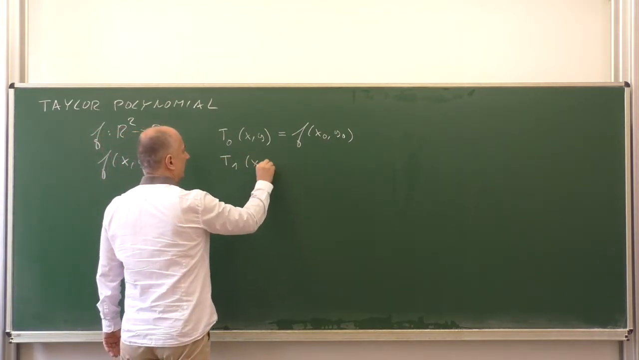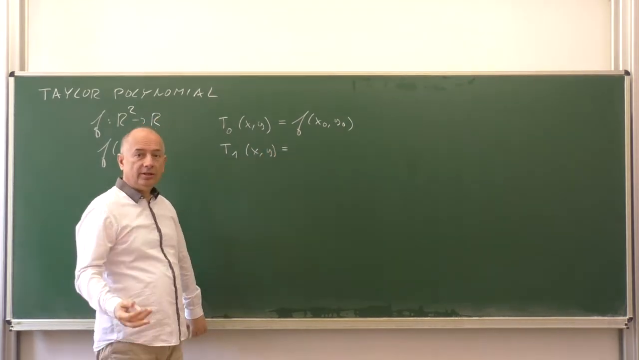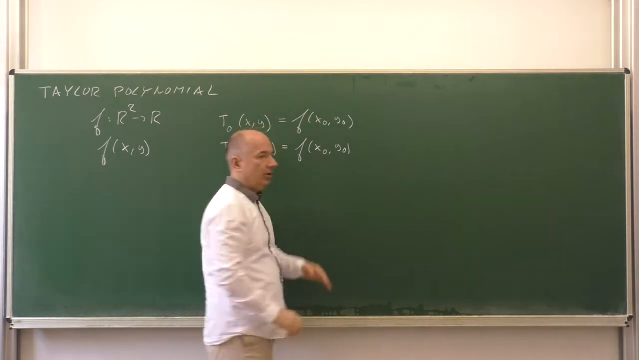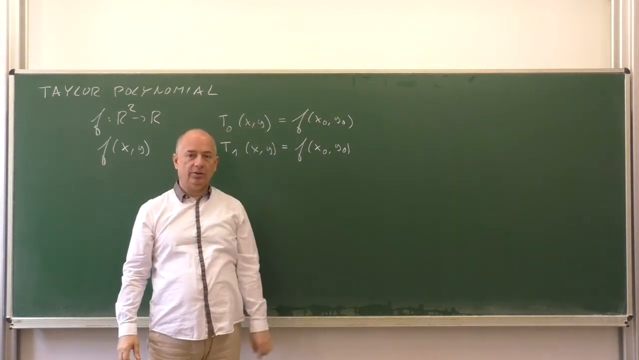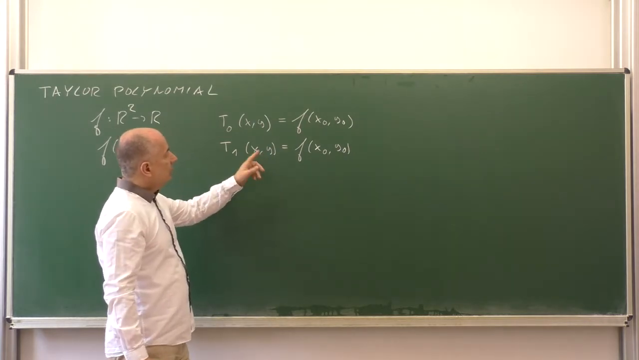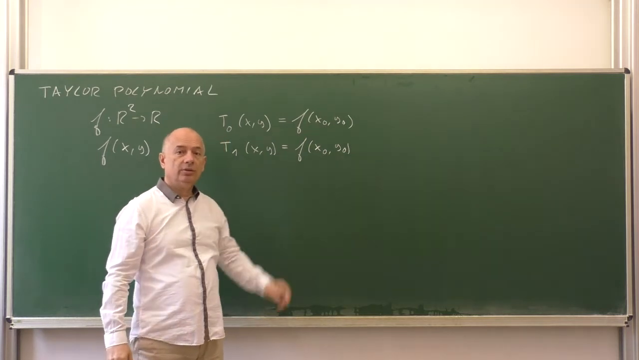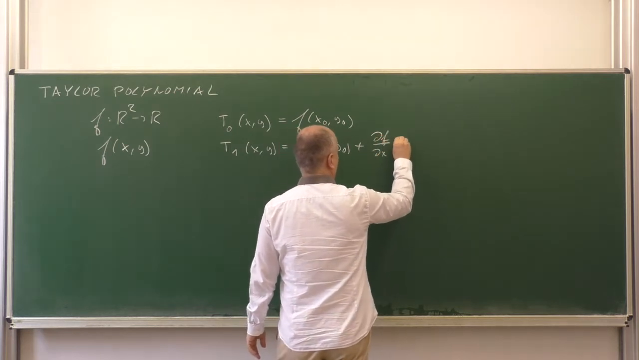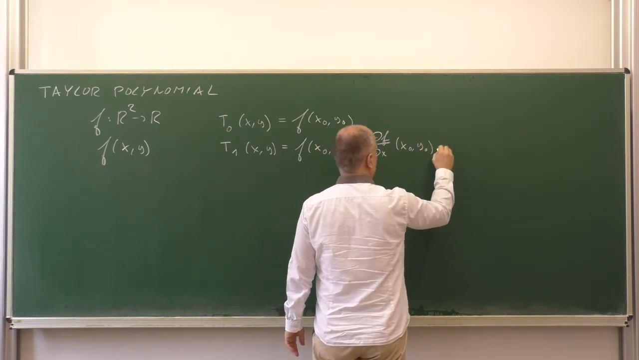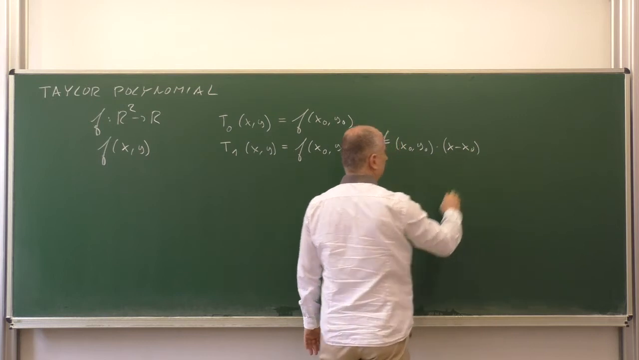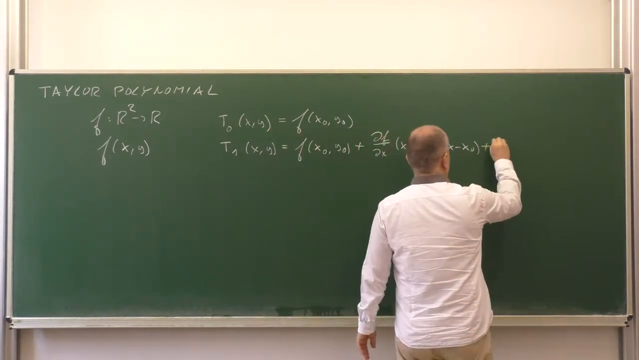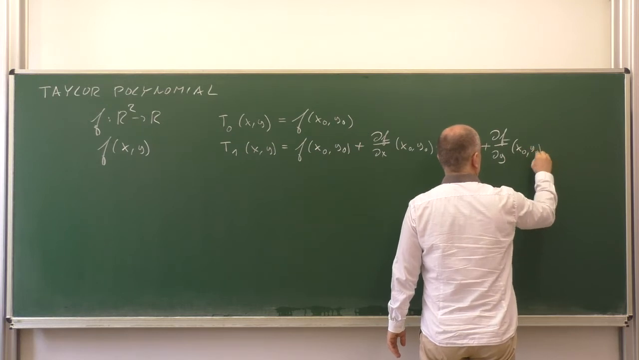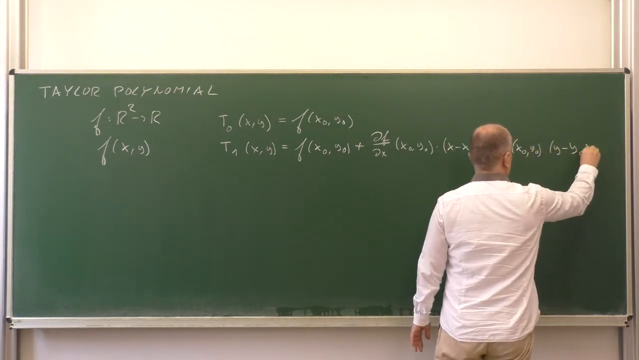Better approximation is t1. And this will be a linear function. The absolute term will be the same because we want to keep the best height at the point x0, y0. And then we want to add some coefficient times x and some coefficient times y. And the best coefficient is the partial derivative of the function f with respect to x at the point x0, y0 times x minus x0 plus the partial derivative of f with respect to y at the point x0, y0 times y minus y0.